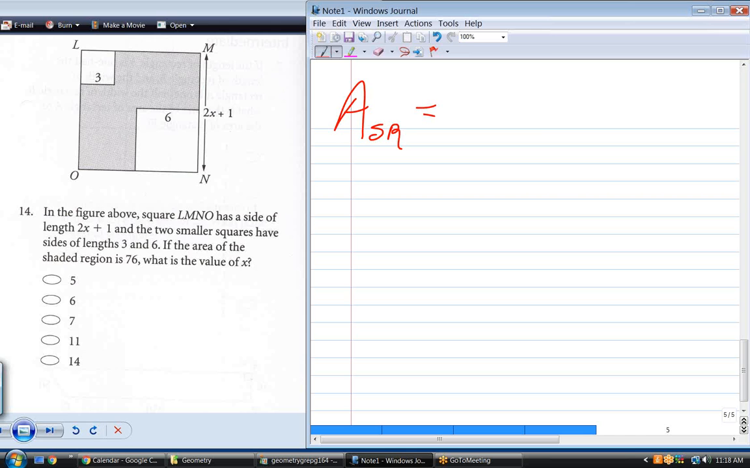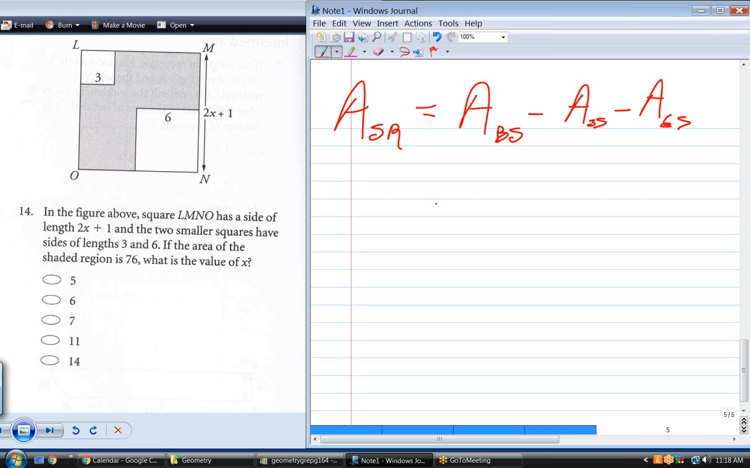Remember, it's got to be a subtraction of something. So it'd be the area of the shaded region equals the area of the big square minus the area of the small squares. Oh yeah, because there are two: the 3 square minus the area of the 6 square. We could write it like that. That'll be the shaded region.